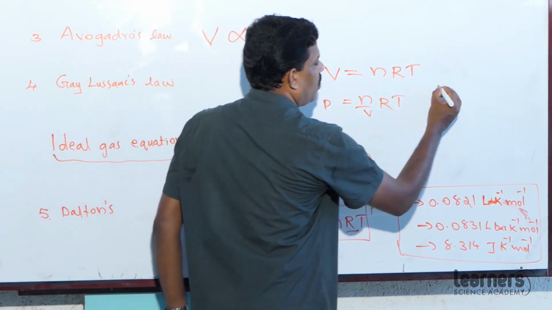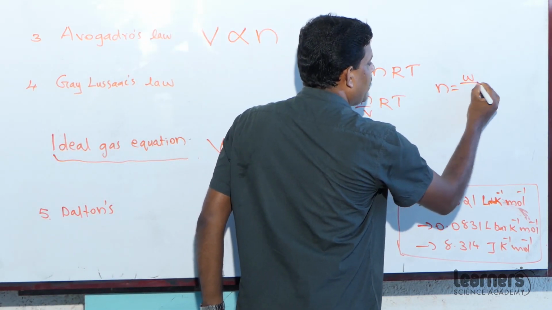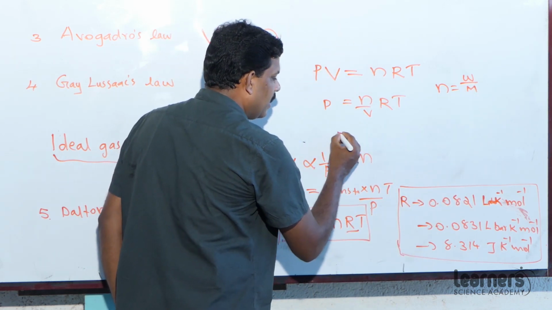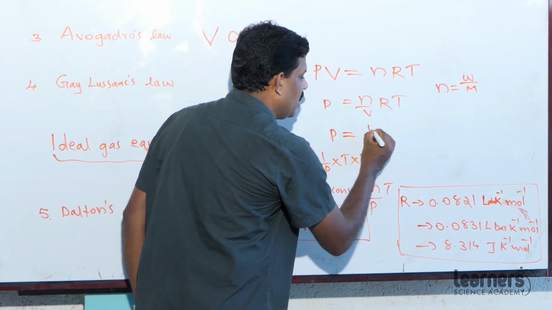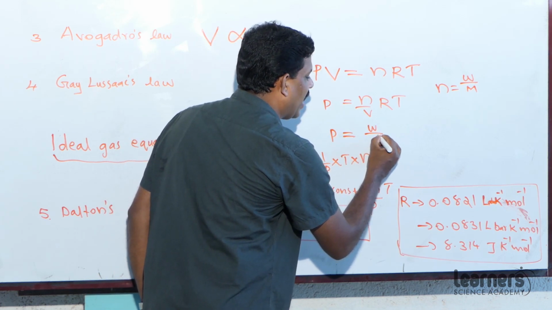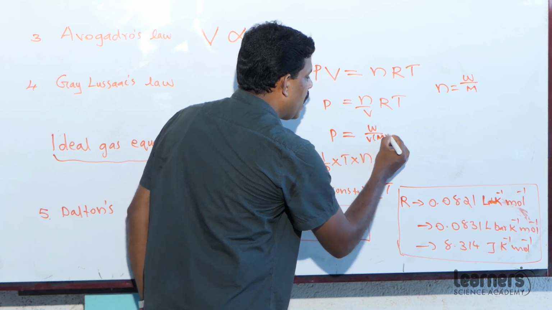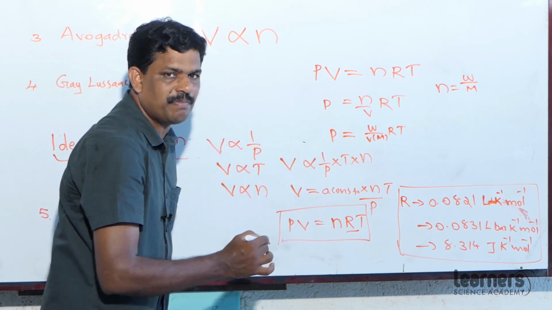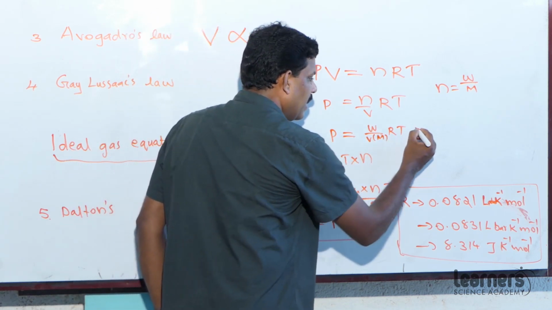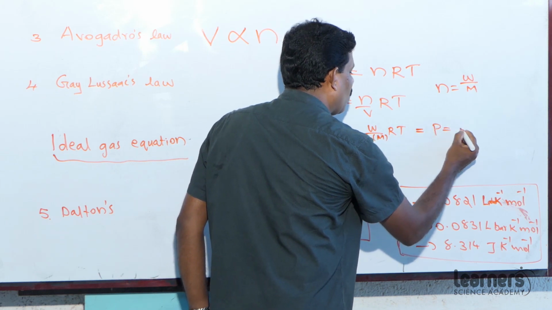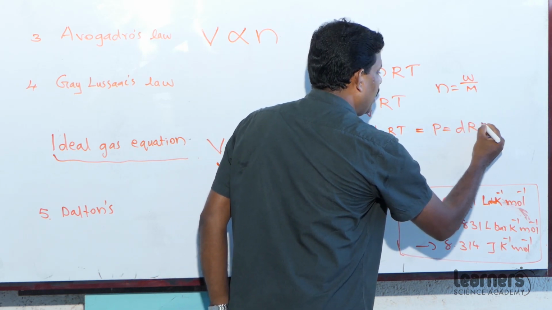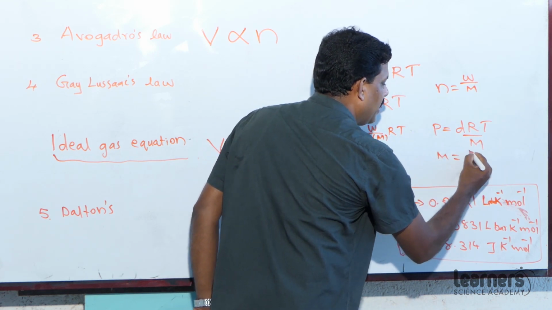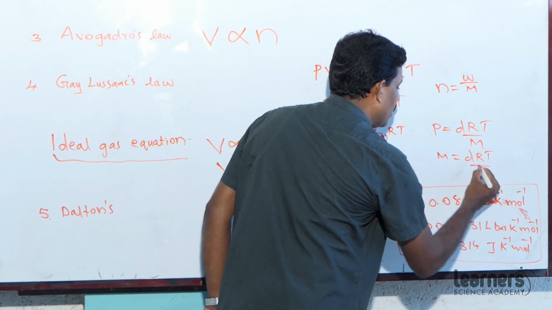But we know the number of moles n is equal to weight by molar mass. When we substitute the value there, the equation becomes P is equal to W by M V RT. So we have W by V, mass by volume, which is density. Hence P is equal to dRT by M. Hence M is equal to dRT by P.